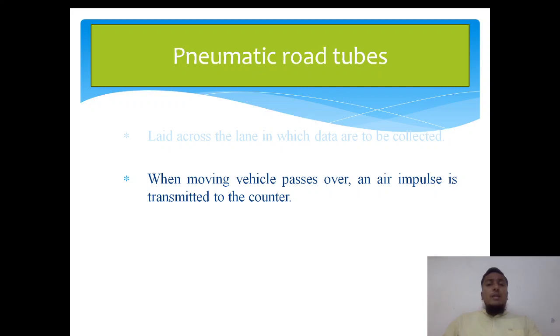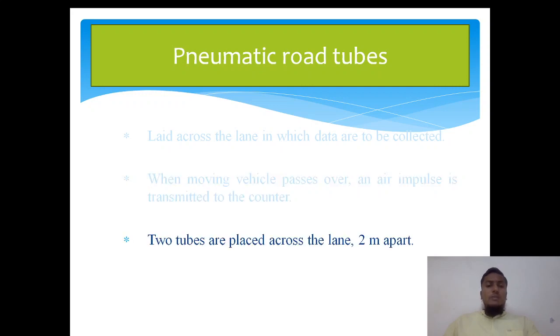So when the vehicle is moving or passing over, an impulse is transmitted to the counter. क्या होता है जब भी व्हीकल न्यूमेटिक रोड के ऊपर से पास होती है तो एक इम्पल्स जनरेट होता है और वो ट्रांसमिट, that is transmitted to the counter or by electronic principles.